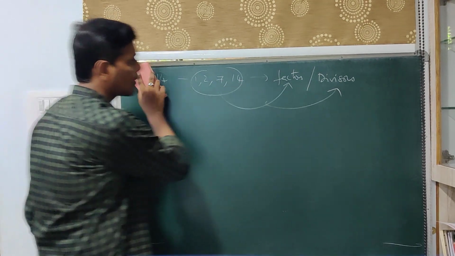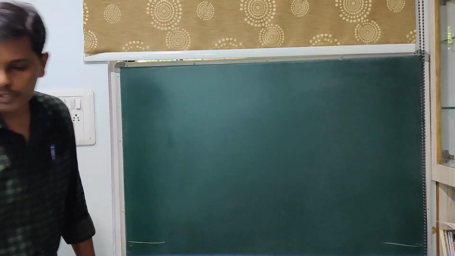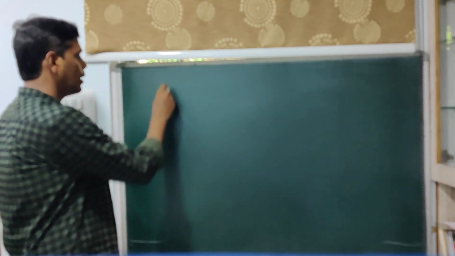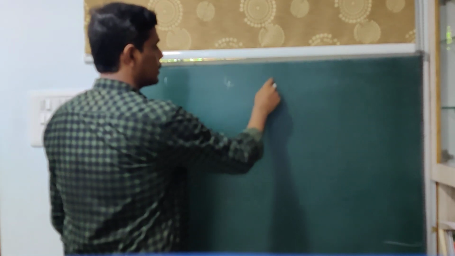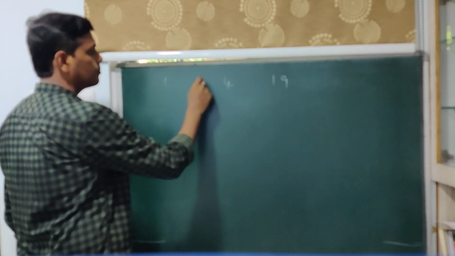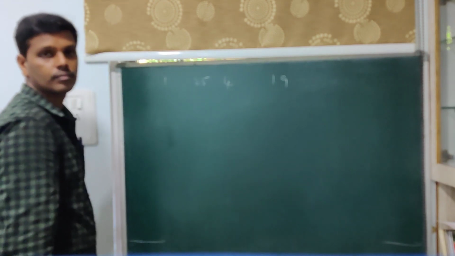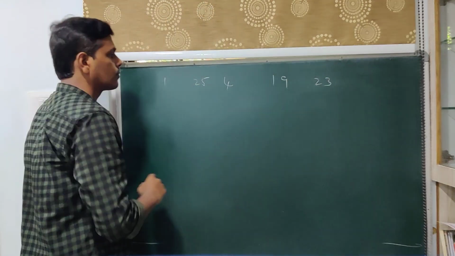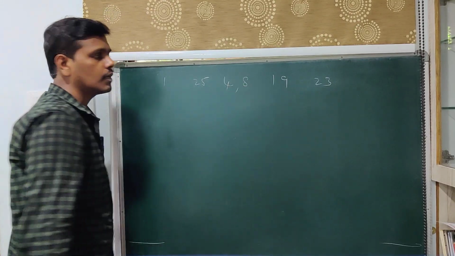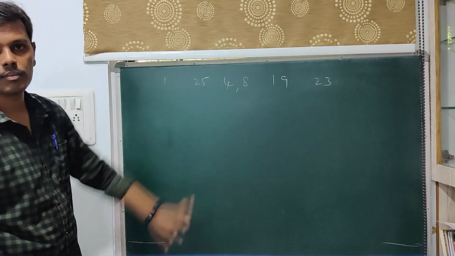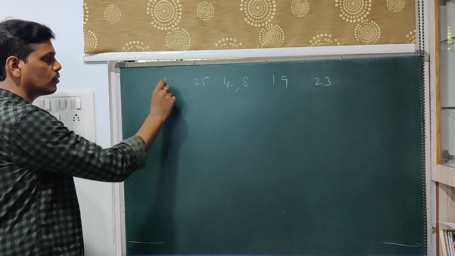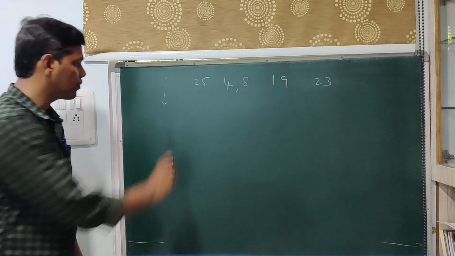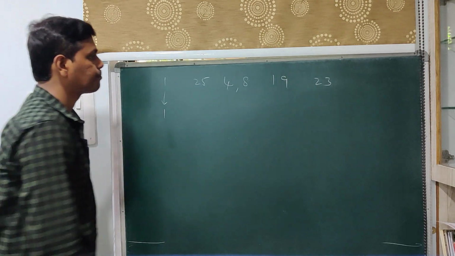Next, based on these factors, I will try to classify numbers. I'll take a few numbers like 1, 4, 19, 25, 23, and 8. Now let me list out all the factors for these numbers. For 1, what is the factor? The number which divides 1 is 1 itself. So this is 1.